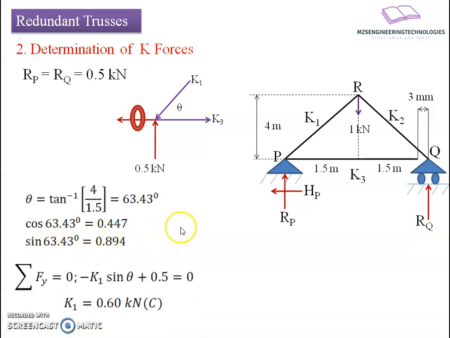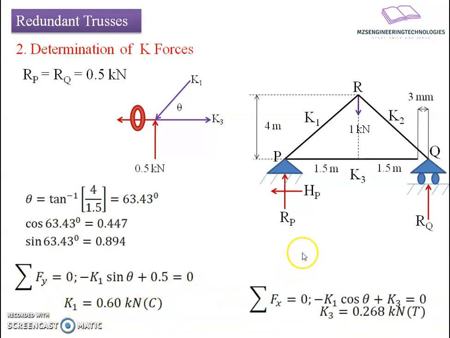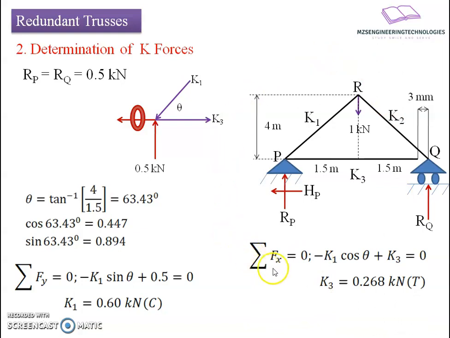Now we'll apply the static equilibrium equations for this free body diagram. Summation of Fy equals 0, resulting in minus K1 sine theta, the vertical component going downwards, plus 0.5 equals 0, resulting in a value of K1 as 0.6 kilonewton, compressive in nature. Similarly, applying static equilibrium in the horizontal axis, I get minus K1 cos theta plus K3 equals 0, resulting in K3 equals 0.268 kilonewton, tensile in nature.